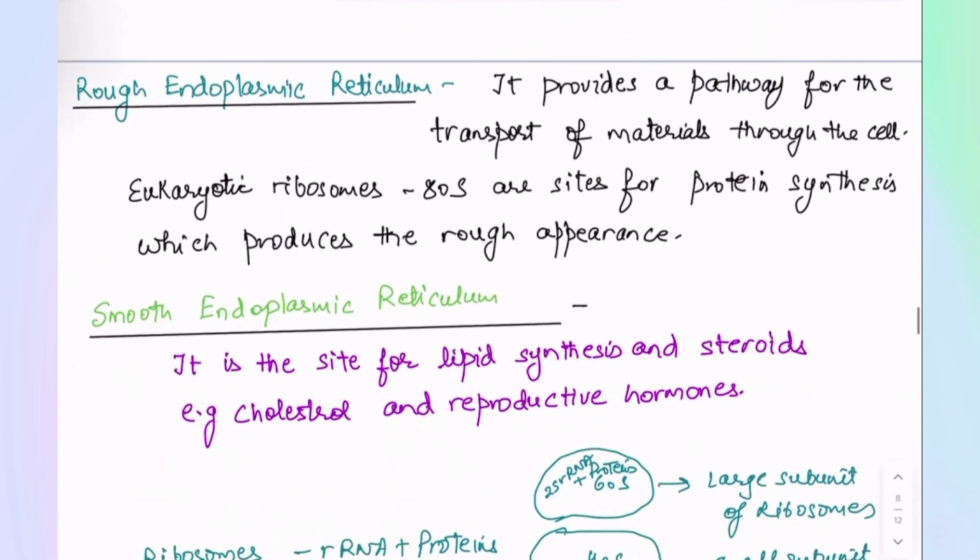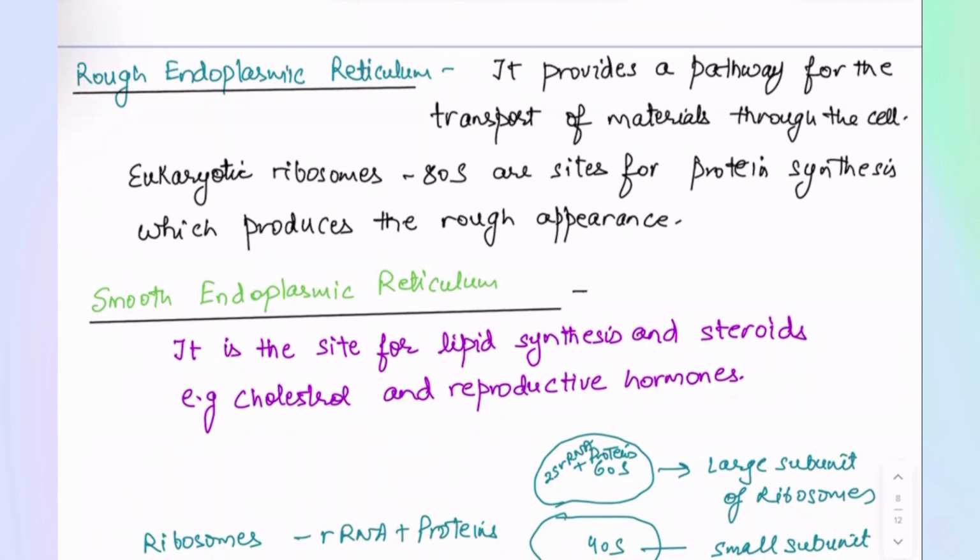Rough endoplasmic reticulum, which is in continuation with the nuclear envelope, provides a pathway for the transport of materials through the cell. Eukaryotic ribosomes are 80S, which are present on the surface of the rough endoplasmic reticulum. They are sites for protein synthesis and they produce the rough appearance. Prokaryotic ribosomes are smaller in size.